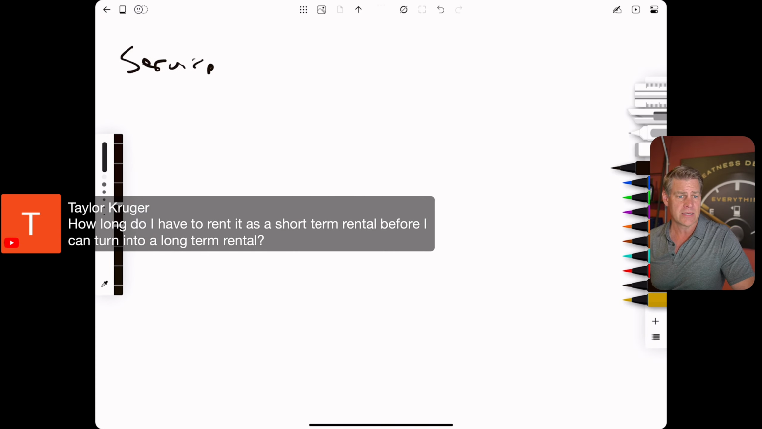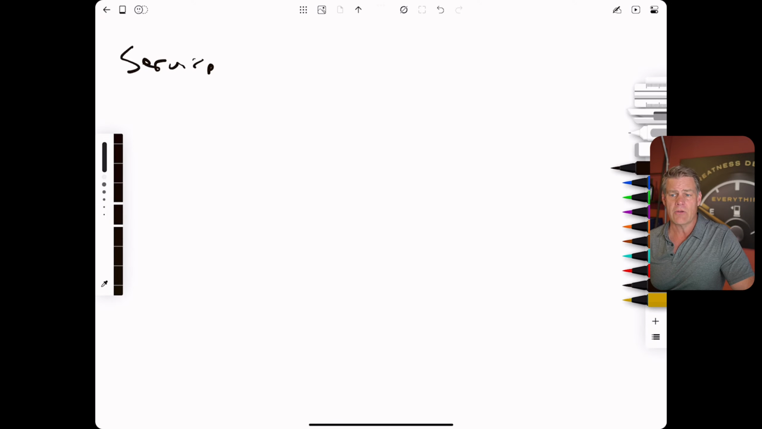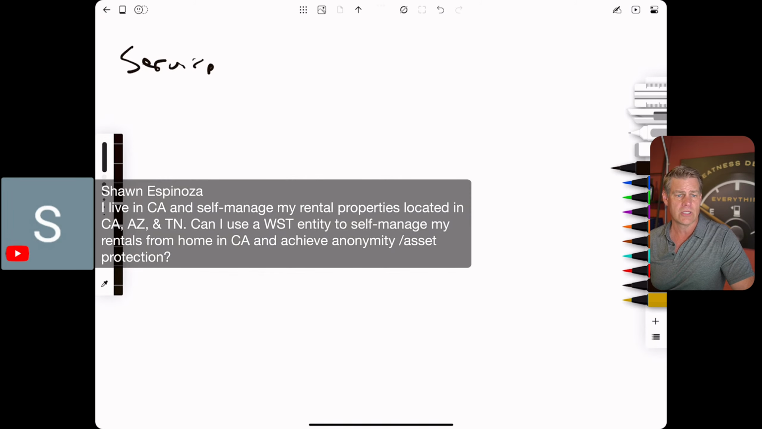Just for the tax year, that's it. Taylor, that's all you gotta do. Just rent it out for the tax year and you're gonna be good to go.